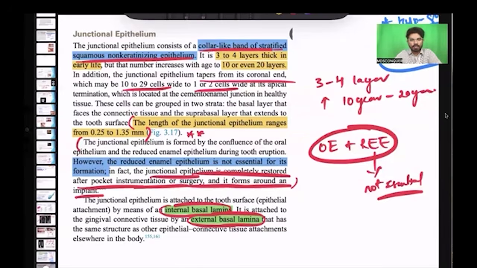Coronal end, what is the thickness? Coronal end is 10 to 29 cell thickness. As it moves apically, it becomes thin. What is the thickness apically? Apical is 1 to 2 cell thickness. Very good. Question 22, we have already discussed histological examination of the tissue in desquamative gingivitis. The histopathological feature is loss of basement membrane, no basement membrane.